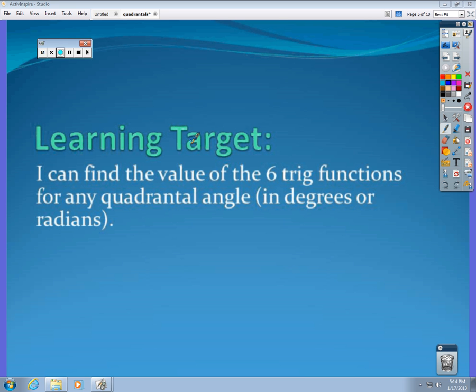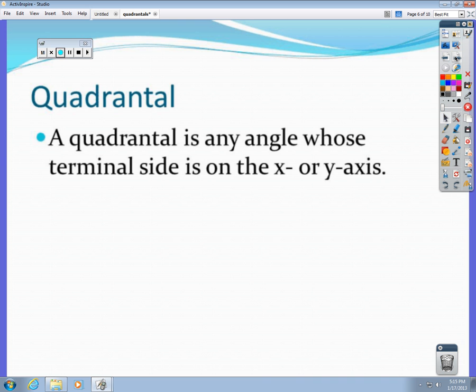Today we're going to talk about how to find the value of the 6 trig functions for any quadrantal angle, whether we're working in degrees or radians. So first, let's talk about the definition of a quadrantal. A quadrantal is any angle where the terminal side is on the x or the y axis. So the angle has to terminate on the axis.